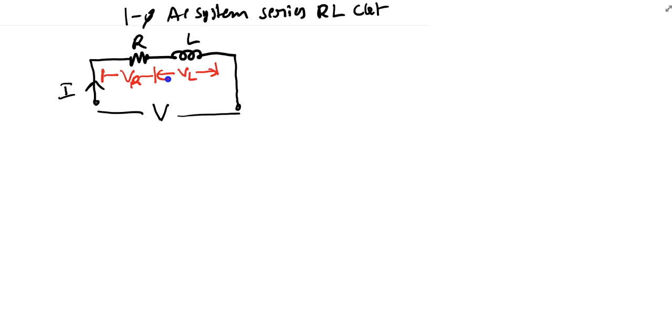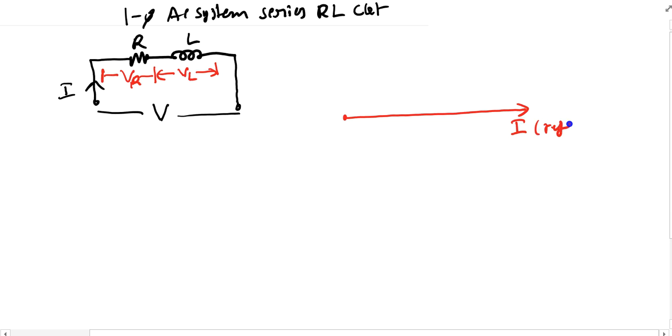In order to draw the vector form or phasor form of this network, I will take the current waveform as my reference. I am first concentrating on a purely resistive circuit.